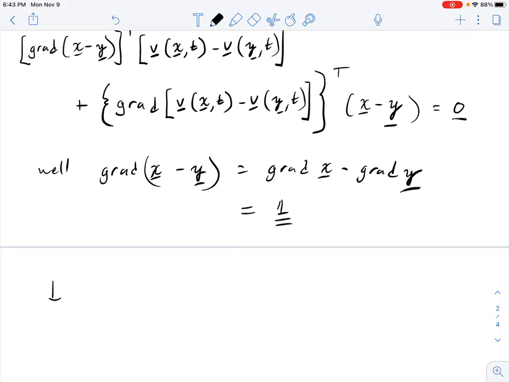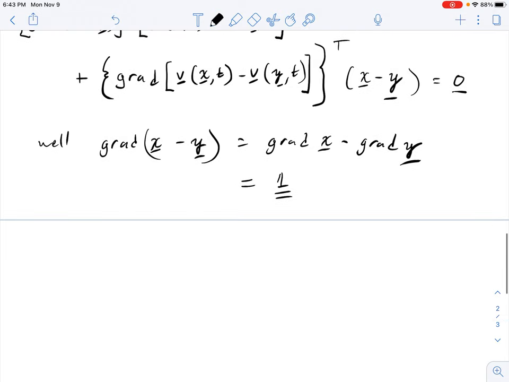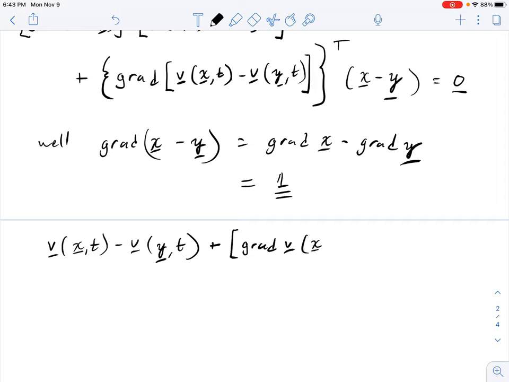Let's write that out. Well, this whole thing here is the identity transpose, so that is just v of x and t minus v of y and t. And that plus the transpose of the gradient of v of x and t, transpose, acting on x minus y is equal to 0.